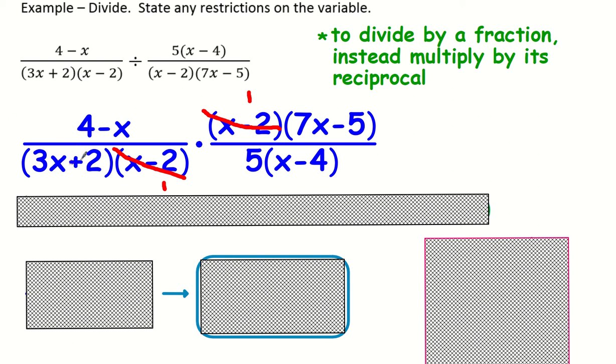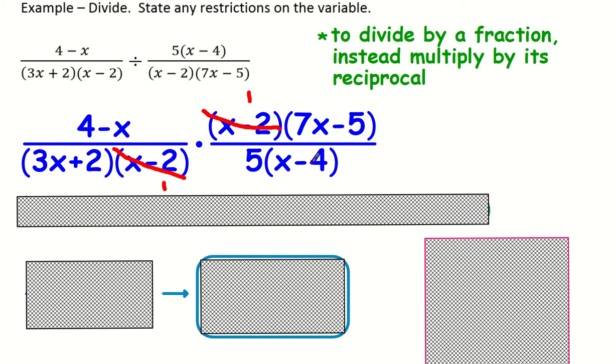I mean, obviously, 3x plus 2 doesn't cancel with the 4 minus x or the 7x minus 5. The 7x minus 5 doesn't cancel with anything. But check it out, people. Plot twist. 4 minus x and x minus 4. Now, they're not the same thing. I'm not going to try to pretend that they are. 4 minus x and x minus 4 are not exactly the same thing.